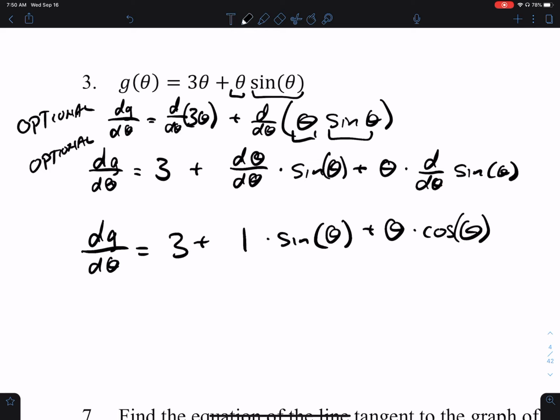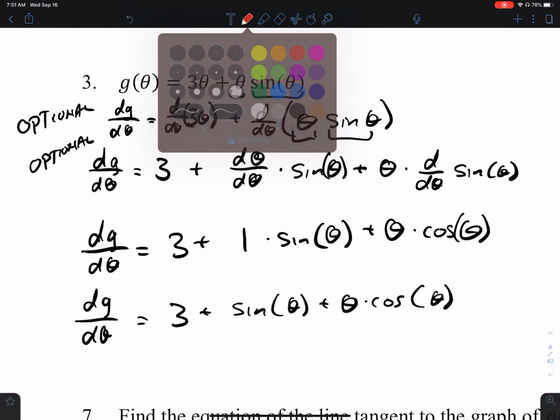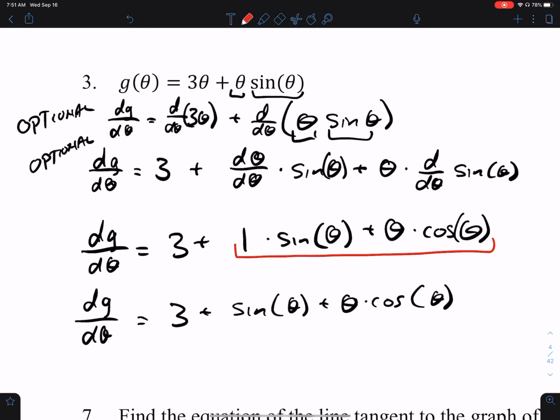As far as simplifying goes, we could multiply the 1 times the sine and get 3 plus sine of theta plus theta times cosine of theta. It's as simple as we could make this. Just want to make it clear that here we use the product rule.